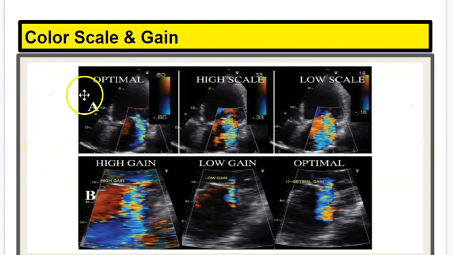And we talked about this right here, where it's an optimal setting for color gain, where this is too high a setting: high scale, low scale, high gain, low gain, and the optimal gain, and so on and so forth. We really concentrate on optimal and too much gain or too low gain. We want to make sure we're evaluating the regurgitation appropriately. We're telling the doctors a certain amount there, and we know it's either mild, moderate, or severe. Well, if we use this high gain setting, they can't even differentiate what's in there. If they use a low gain setting, it doesn't look like there's anything there.